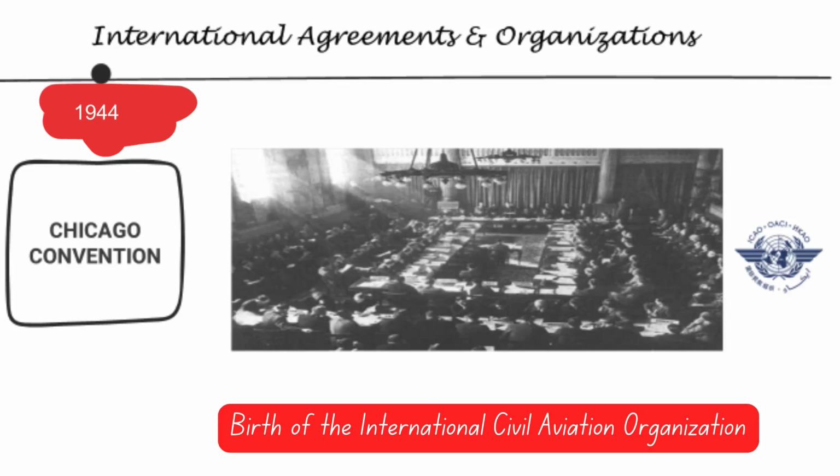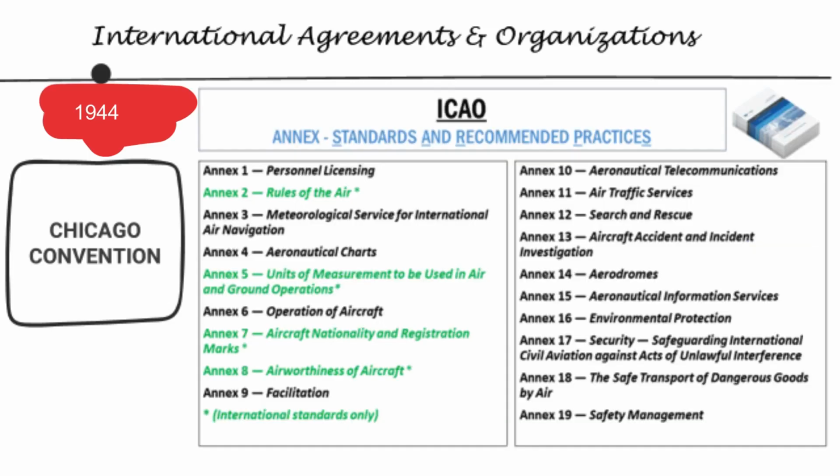A key outcome of the convention is the establishment of the International Civil Aviation Organization. ICAO is tasked with creating and enforcing international aviation standards. This organization becomes a cornerstone for safe, efficient, and sustainable aviation worldwide.